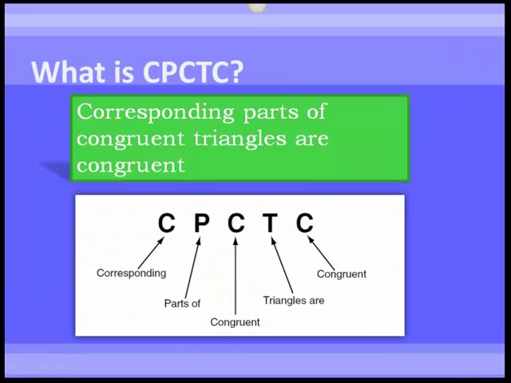So what does CPCTC stand for? It stands for corresponding parts of congruent triangles are congruent. The C stands for corresponding, P, parts of, C, congruent, T, triangles are congruent. So if we prove two triangles are congruent, then we can say that any corresponding parts in those triangles are also congruent. So CPCTC.